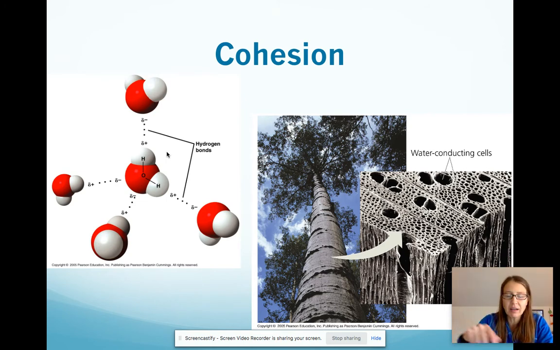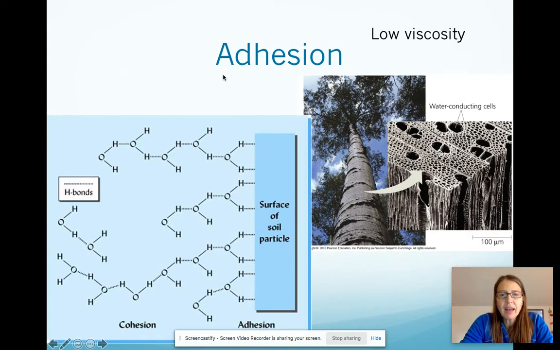Water skippers can jump across water partially because of the cohesion of water. So water molecules tend to stick together. That's similar to adhesion, where water molecules tend to stick to other materials like soil or the surface inside of a tree. Because water can stick to other things, that's what we call adhesion. These hydrogen bonds will form between water molecules and other particles.